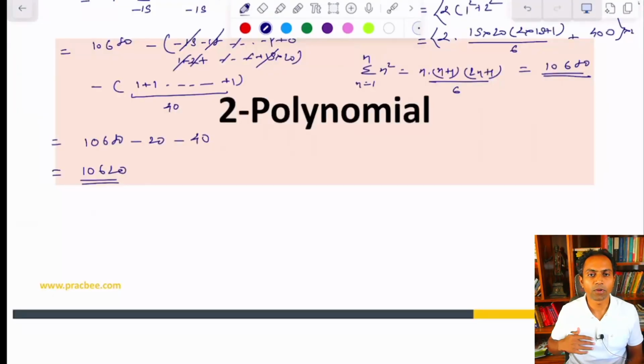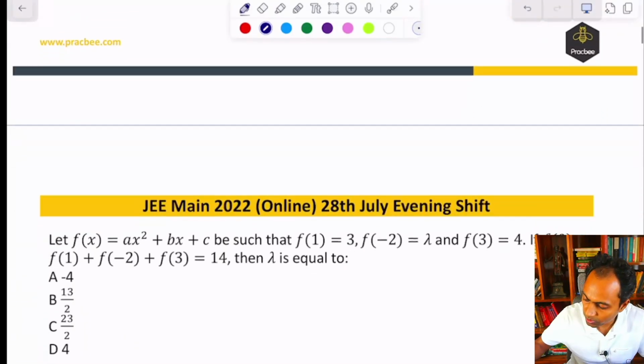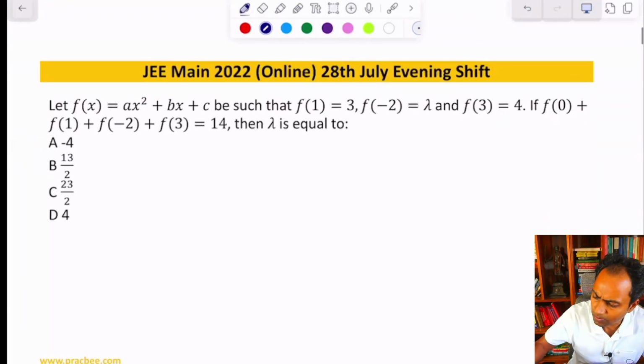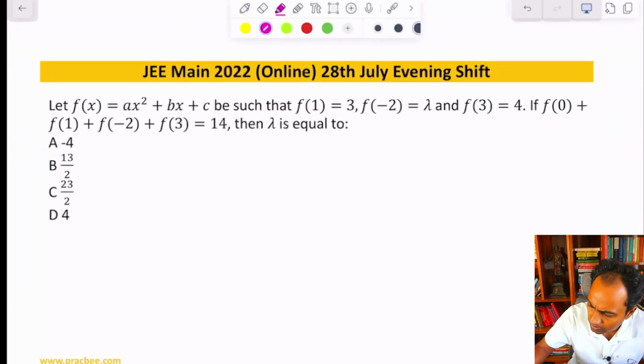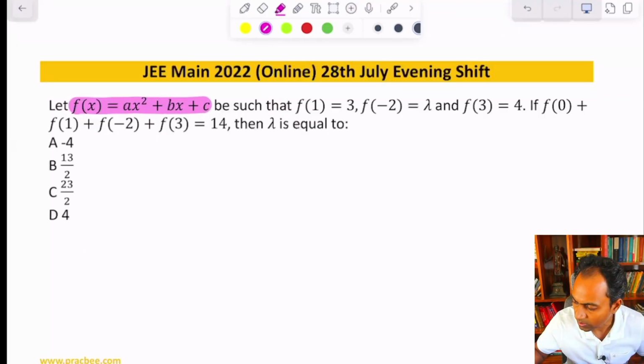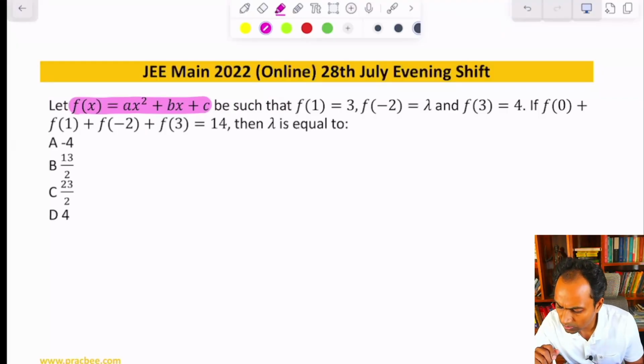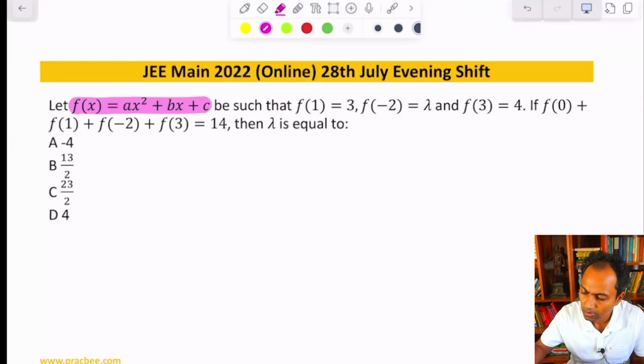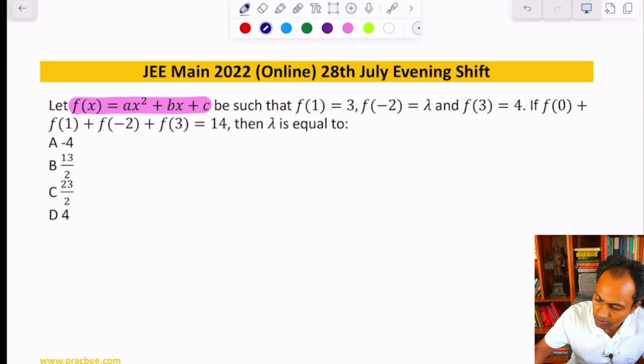Now the next category of problems is based on polynomials. Let us look into one of those problems. In this problem you can see that there is a quadratic expression that is given to us. Values are given corresponding to 1, minus 2 and 3. They are asking values corresponding to 0, 1, minus 2 and 3. Now let us figure out what it means and how to solve it.